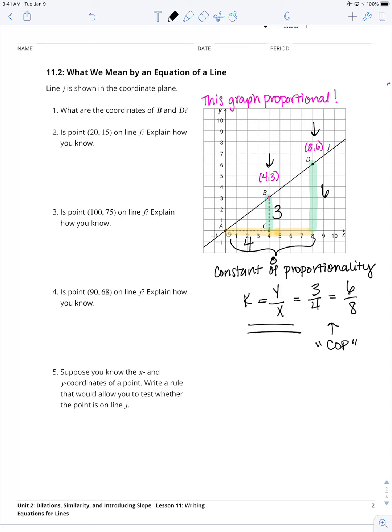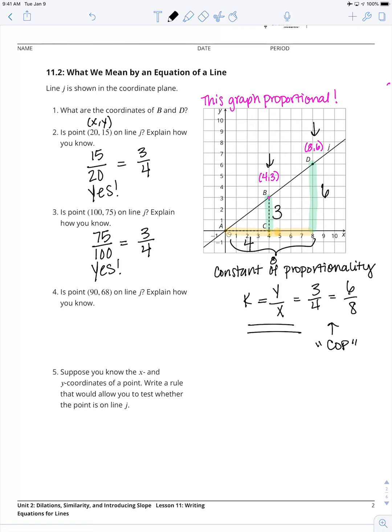So (20, 15), let's take that. I have an xy value. So my y value is 15. My x value is 20. That indeed is equal to 3 over 4. So yes, that point is somewhere on that line. I just cannot see it. Let's go to number 3. Let's take again the y value is 75. The x value is 100. That also is equal to 3 over 4. So yes, that point lies on the line. Let's go to number 4.